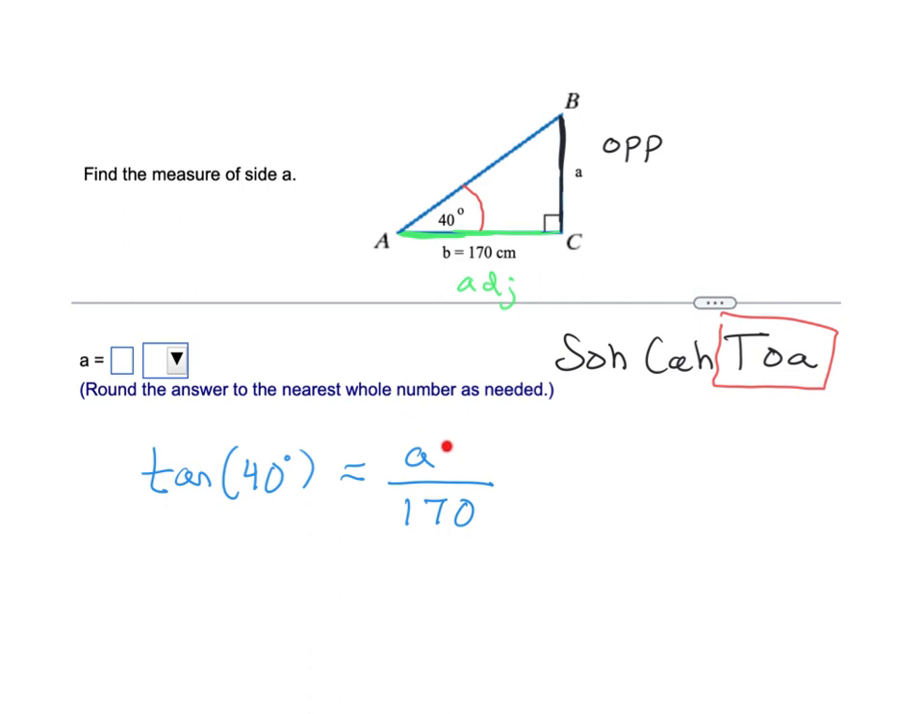To solve for A, you'd like to get this by itself, but we're dividing by 170. I'm going to multiply 170 to the other side of the equation. So if I multiply this here, I have 170 times tangent of 40, really 40 degrees, is equal to A. This is the exact answer. It asks to round the answer to the nearest whole number as needed.